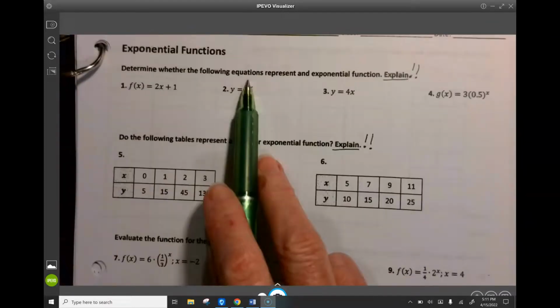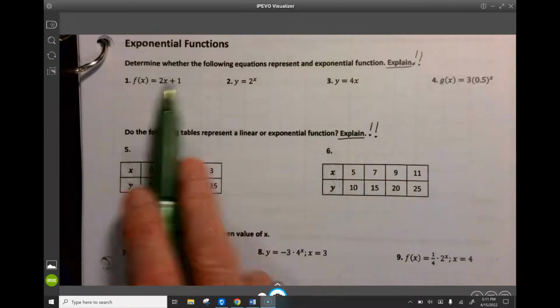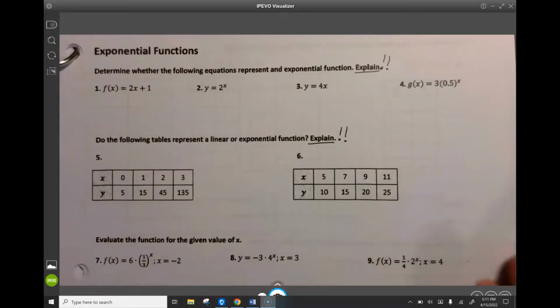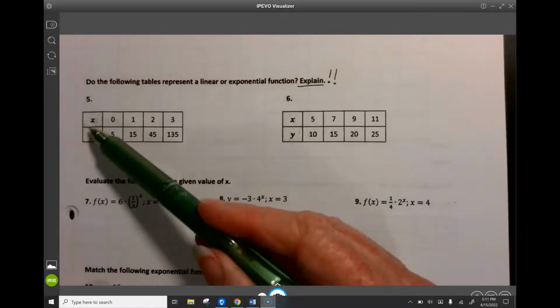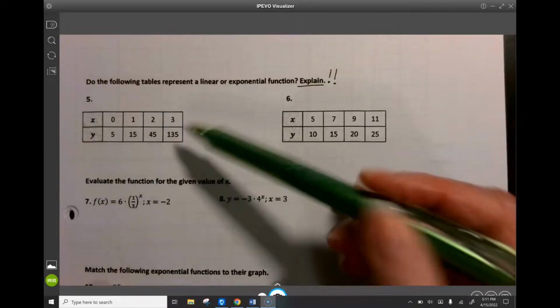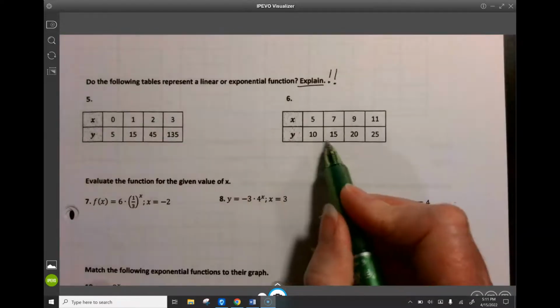So determine whether the following equation represents an exponential equation and explain. And actually, I'd like you to identify which one's which, and you should be able to identify which one is linear and which one's exponential. I'll let you look at that. Here we go with tables. The only difference with the table is the x and the y are like this. So you're just going to have to see what's happening with y here, what's happening with y here.